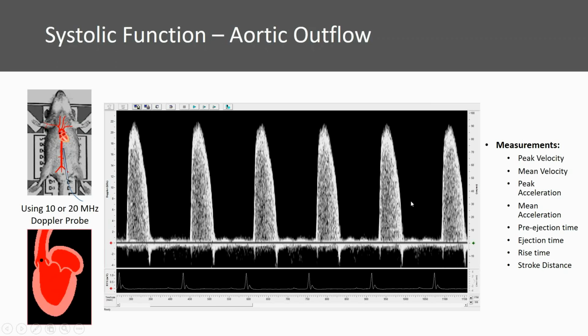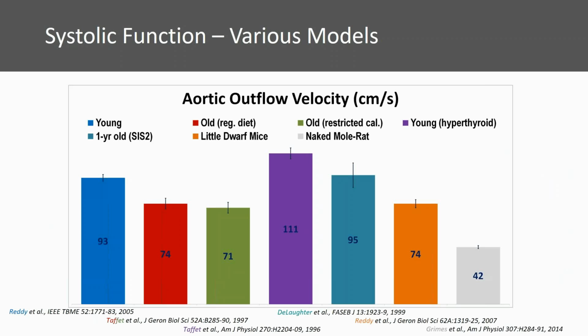Typical measurements include peak and mean velocity along with acceleration. As we measure the ECG signal simultaneously with the flow velocity, we are also able to measure the pre-ejection time, ejection time, and other parameters that are of interest as well. Here are some examples of aortic outflow velocities from various models.